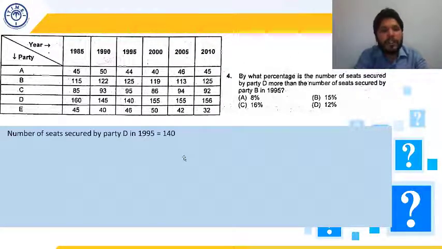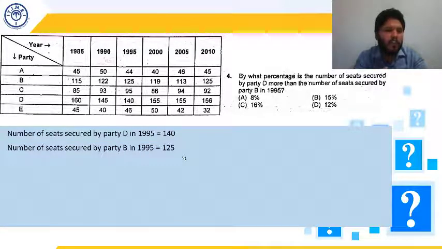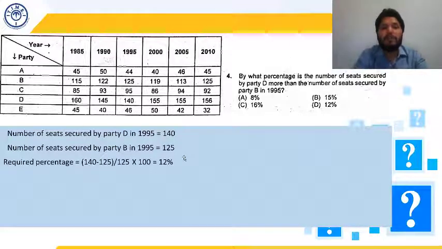So how many seats did party D get in 1995? It is 140. And how many seats did party B get in 1995? It is 125. And what is their difference? That is 15. So we want 15 is how much percentage of 125, or 15 upon 125 into 100, which is 12%. Again, we can do this by using that 10% wala concept.